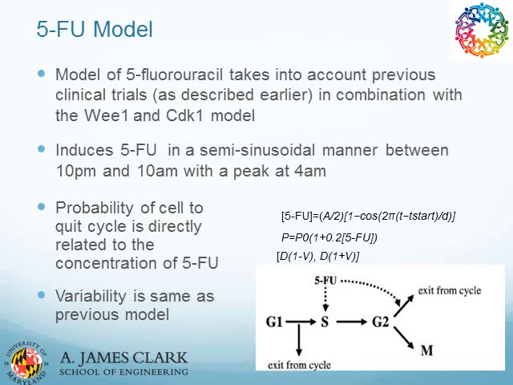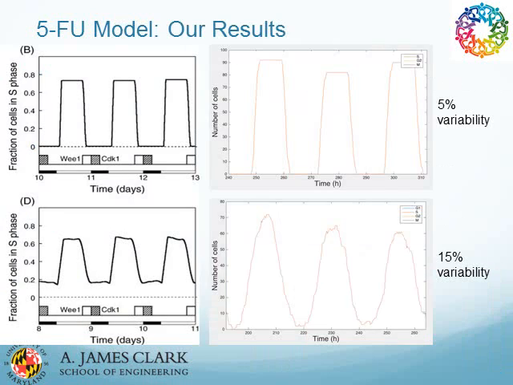As you remember, Wee1 and CDK influence the G2/M phase. Essentially what these authors did was prove that 5FU was the most beneficial at night between 10 p.m. and 10 a.m., with a peak at 4 a.m. The variability is the same as the previous model, as is the case in a lot of their graphs.